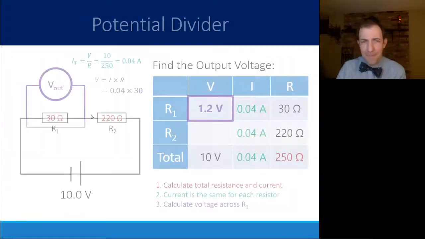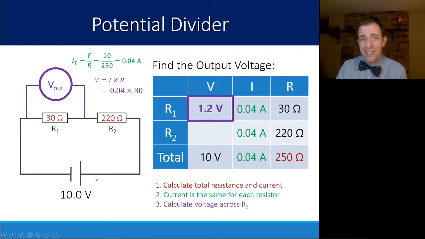One thing I want to point out here is that this is smaller than this, and it's less than half of the overall. So 1.2 volts is a small part of that 10 volts, and that kind of makes sense because 30 ohms is a small part of the total resistance since R2 was 220. So that's a good check in the end that the smaller voltage goes with the smaller resistor. If I wanted, I could find R2 as well. It would turn out to be 8.8 because that has to add up to the 10 volts going around in that voltage loop.